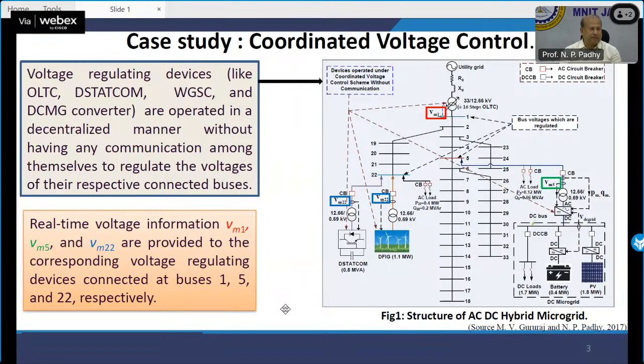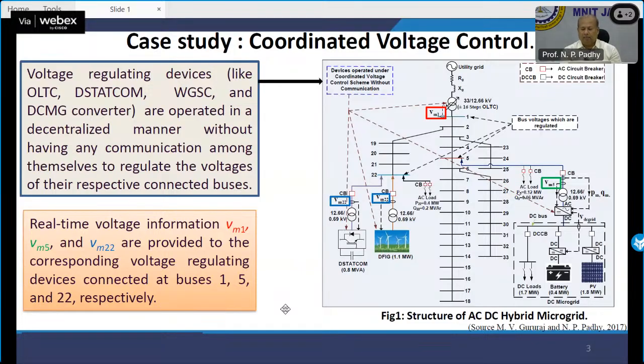There are 16 steps. Ideally, there are 16 steps in a tap changing transformer. So 1 per unit divided by 16 will be close to 0.0625. Isn't it? So 1/16 PU will be the voltage that can be managed in each step. So that means we have an OLTC at bus number 1. We have a DSTATCOM and DFIG at bus number 22. And we have a load also at bus number 22, because loads are also responsible for voltage control.